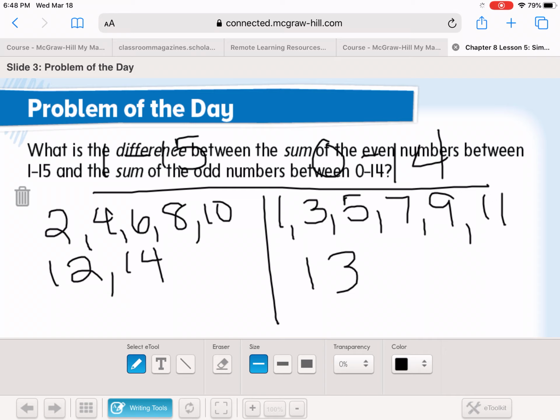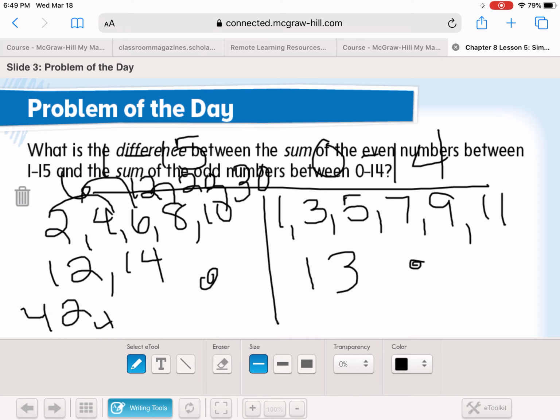So now what they want you to do is add these and add these. So 2 plus 4 is 6. 6 plus 6 is 12. 12 plus 8 is 20. 20 plus 10 is 30. 30 plus 12 is 42. 42 plus 14 is 56. All right, so we're going to put 56 up here.